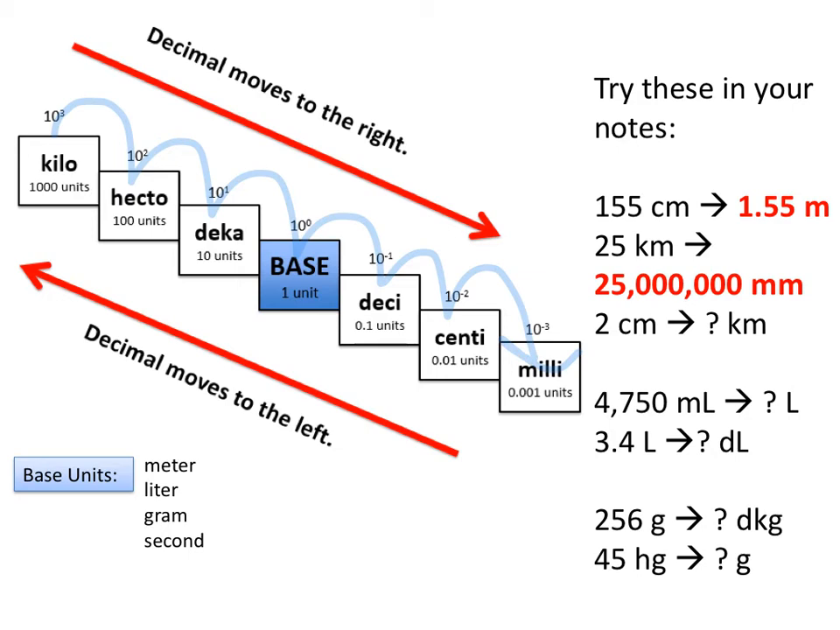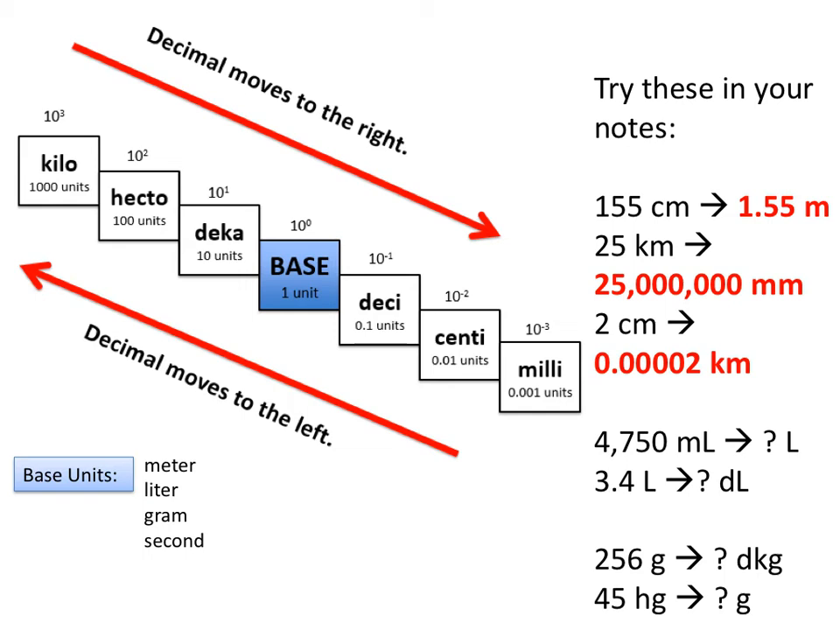Next problem, convert 2 centimeters into kilometers. Centimeters to kilometers, 1, 2, 3, 4, 5. Move your decimal to the left, which means it moves this way. Fill in all your zeros, and you get 0.00002 kilometers.